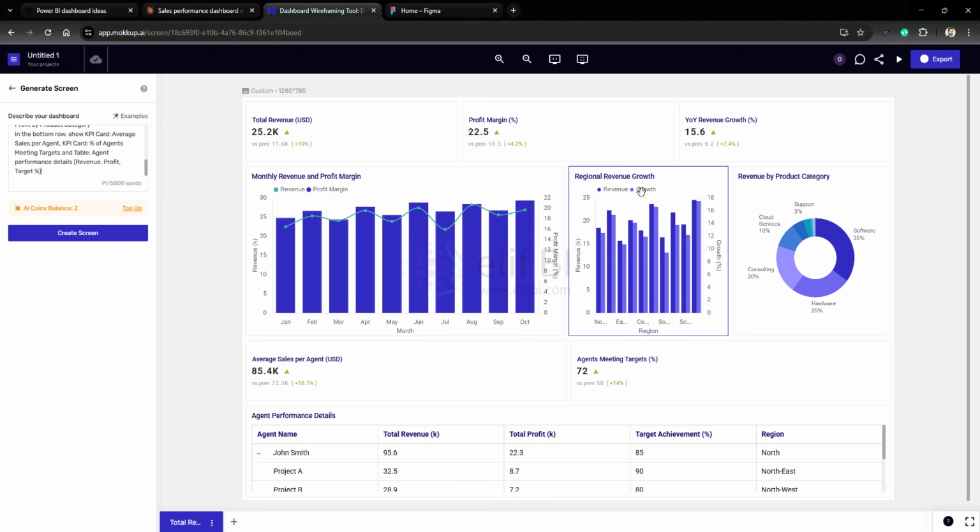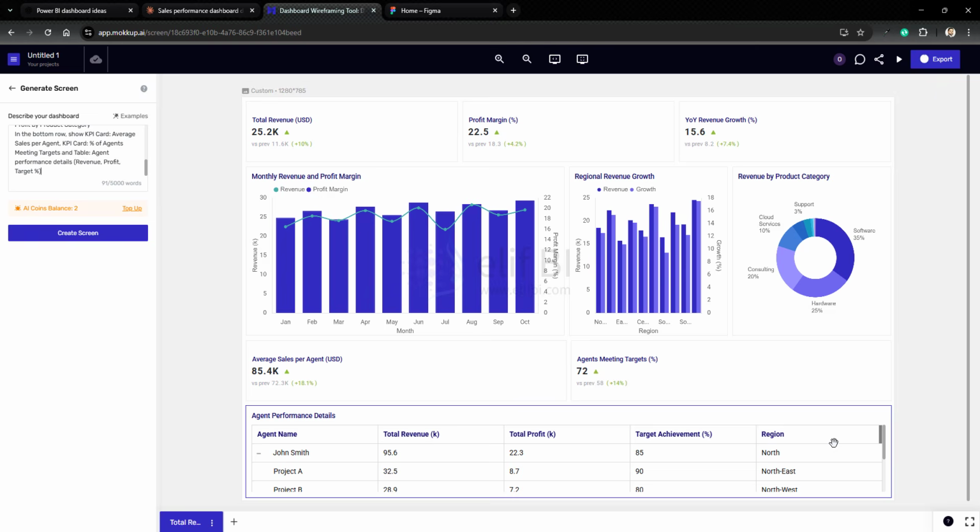The regional revenue growth, I think this is too cluttered, so we need to see how we can make it cleaner. Then we've got the revenue by product category, so that's also quite nice. We have got the donut chart. It's up to you if you prefer a donut chart or a bar chart. In my perspective, it should be a bar chart, so that's what I would use. Then we've got the average sales per agent, agents meeting targets, and then we have got those details.